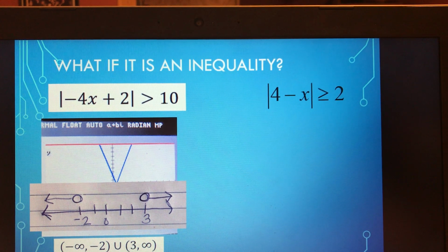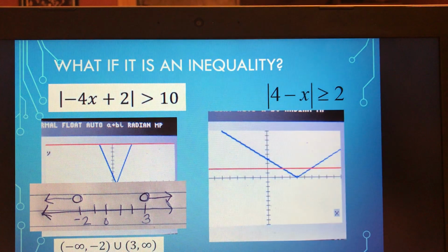All right, so go ahead and get that in your calculators. I want you to look at the graph and discuss with your shoulder partner what you think the solution will be for this one.